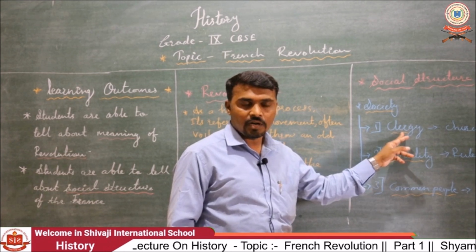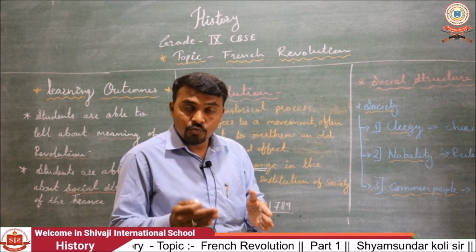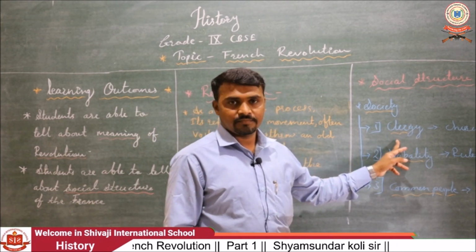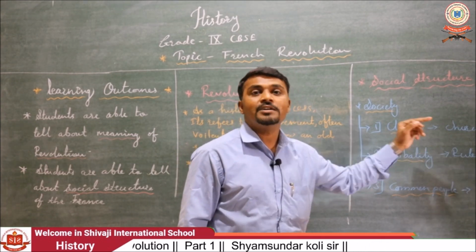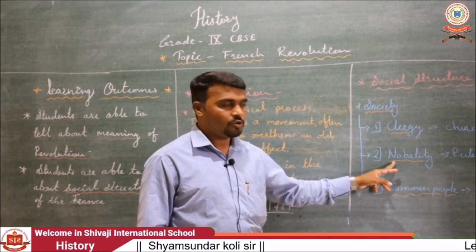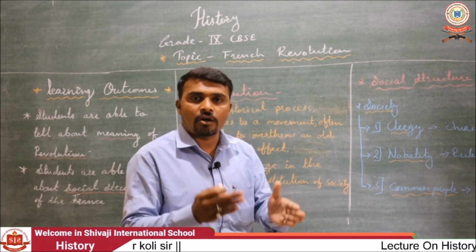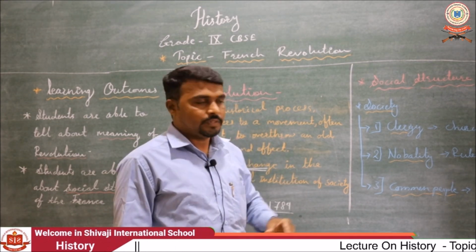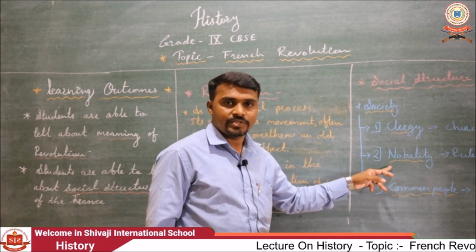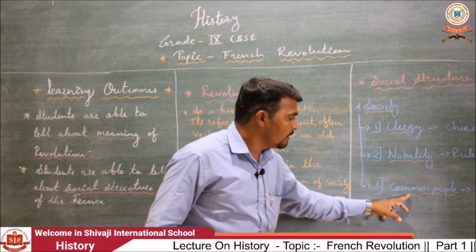Clergy means what? People who work in the church, we call the clergy. These are the people who work in the church. These are the clergy. And the second is the nobility. Nobility means what? The people who govern the country, like rulers and other officers. These are the rulers. It is the second section in the society. Nobility. And then the third one is the common people.